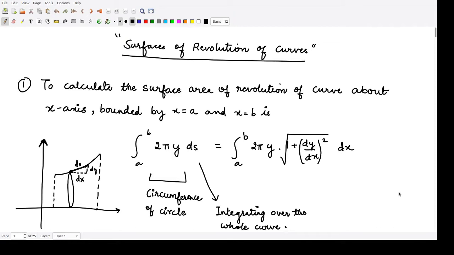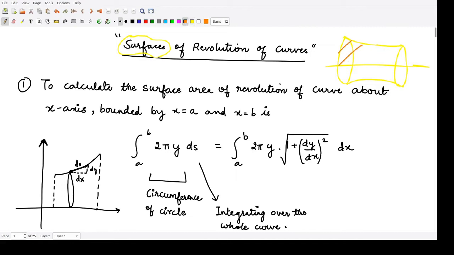What is the surface of revolution of curves? For this, first of all, you should know how we obtain the surface area for the revolution of curves. Suppose you have some curve here and you rotate this curve about some axis, say the x-axis. You would have a symmetrical figure below also, so you would have a solid with 3 dimensions. This would be the solid that you would obtain, right?